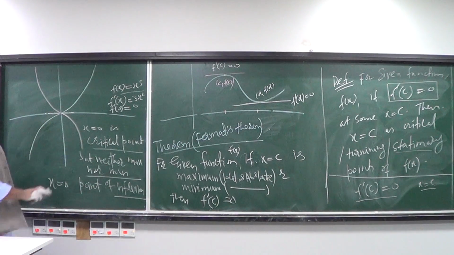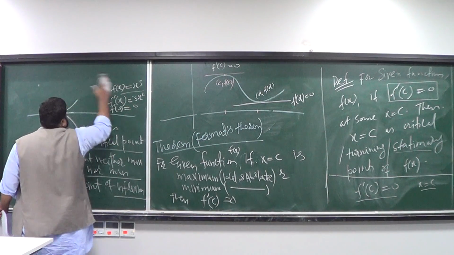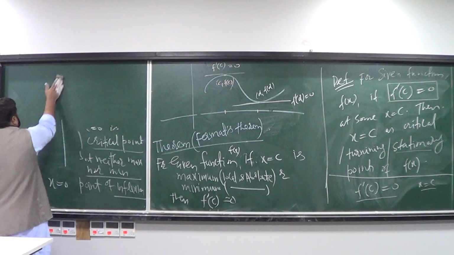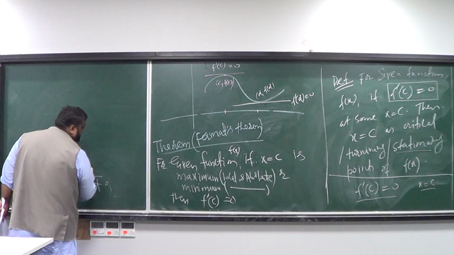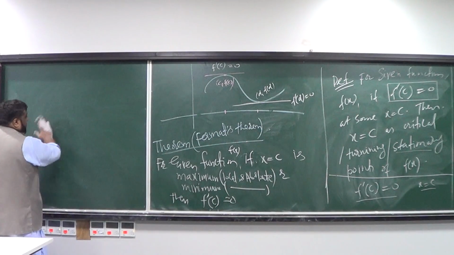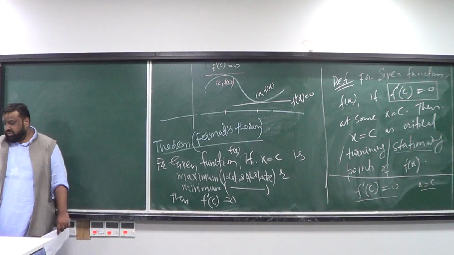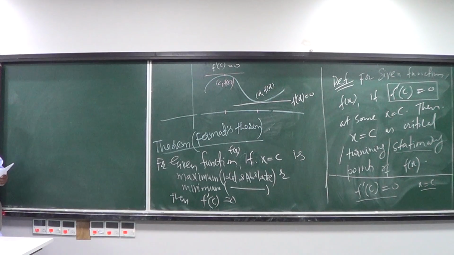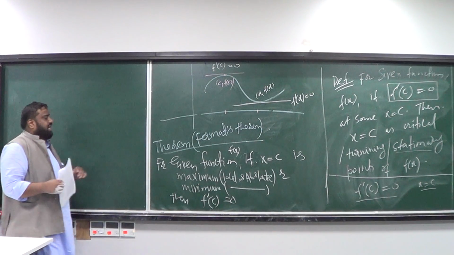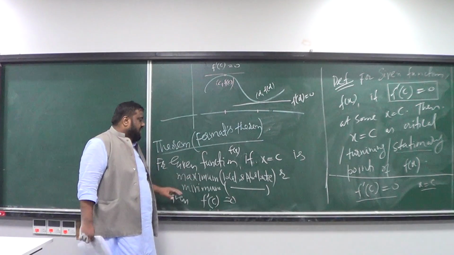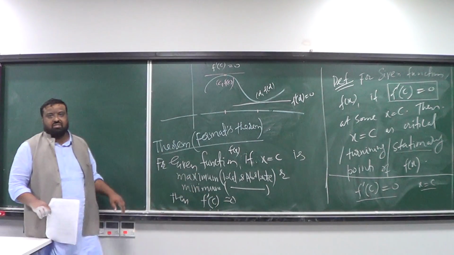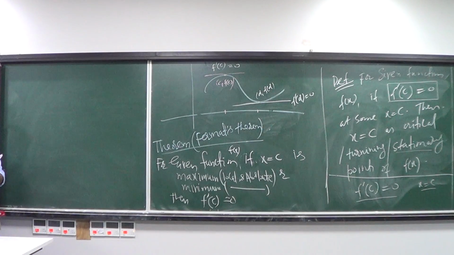So now, I hope we understood critical point. The critical point is the point where the derivative of the given function is 0. It could be a maximum, it could be a minimum, it could be a point of inflection. But Fermat's theorem says that if you have a maximum or minimum at a point, it must be a critical point, because the derivative of the function at that point is 0. Okay.